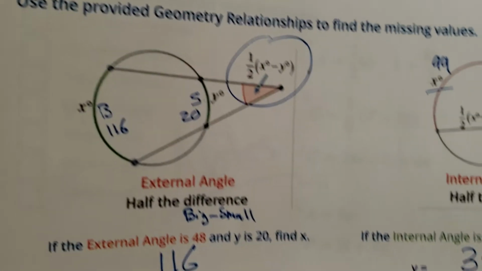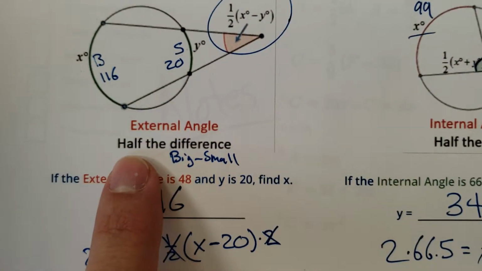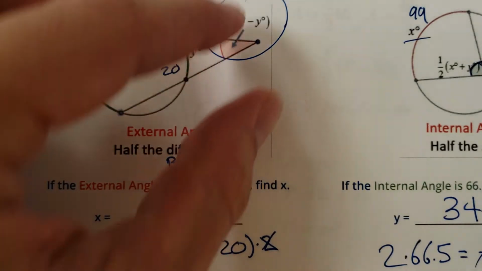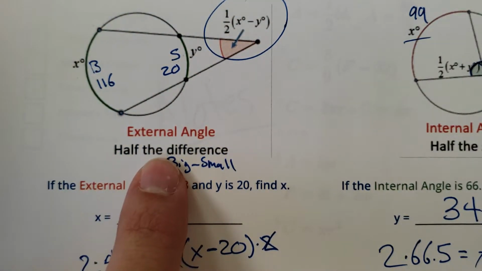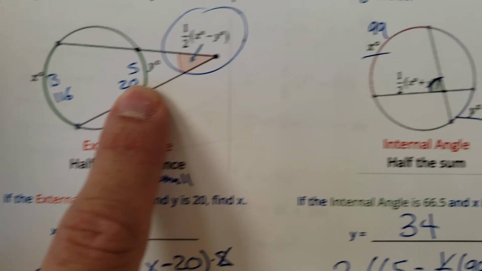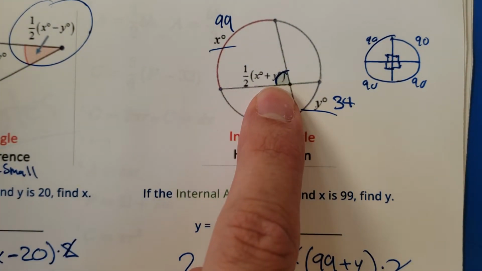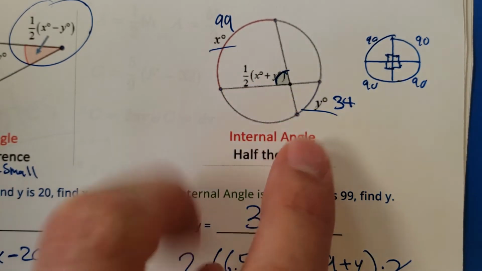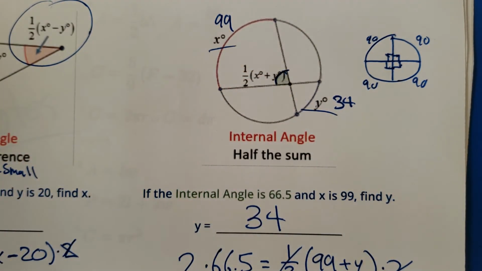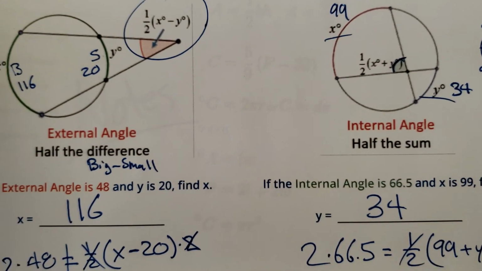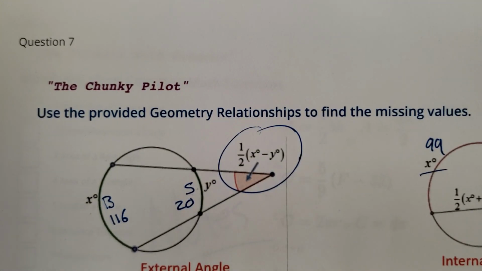That's about it. That is the Chunky Pilot. External angles: anytime an angle's outside of a circle and it hits the circle, it's going to be half the difference of the big guy and the small guy. Anytime you make an X inside of a circle, it's going to be half the sum, or basically the average. The average of the arcs will be the inside angle. So half the sum, half the difference. Learning things. That's the Chunky Pilot.